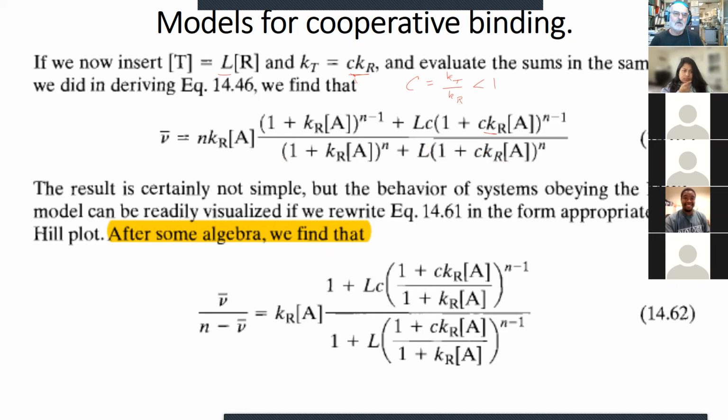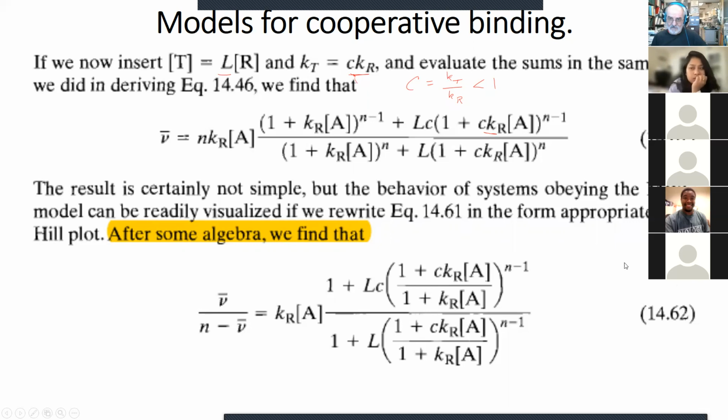Now you can see what's coming. He says it in the book. This needs to be simplified in some way, shape, or form and converted to a Hill plot, just like we did up above. Okay, you can convert this to a Hill plot. There's a lot of algebra. I'm asking you to do it in the next assignment.